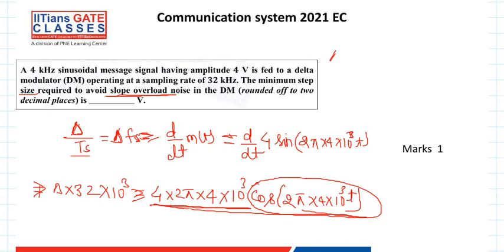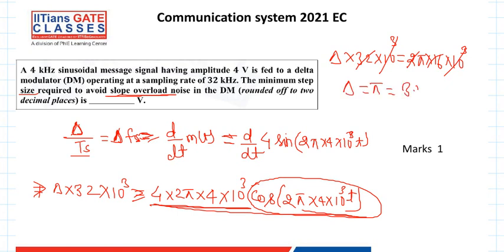So in that case, delta into 32 into 10 to the power 3 equals 2 pi into 16 into 10 to the power 3. Okay, so this 16 into 2 is 32, which will cancel out this 32, and 10 to the power 3 will cancel out 10 to the power 3, so you will be left with pi. So delta will be equal to pi, which is 3.14. So this answer will be 3.14. Now let's go to the next problem.